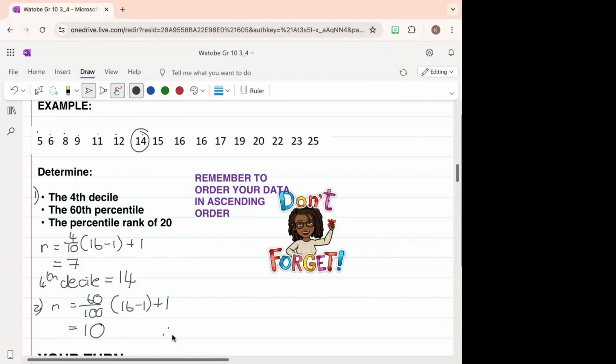So therefore, the 60th percentile equals... so the rank is 10. So 1, 2, 3, 4, 5, 6, 7, 8, 9, 10. So the 60th percentile is equal to 16. The rank is 10, so we go find the 10th number over there, and we find that it is 16.